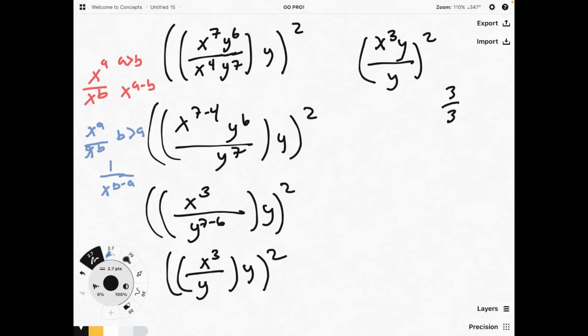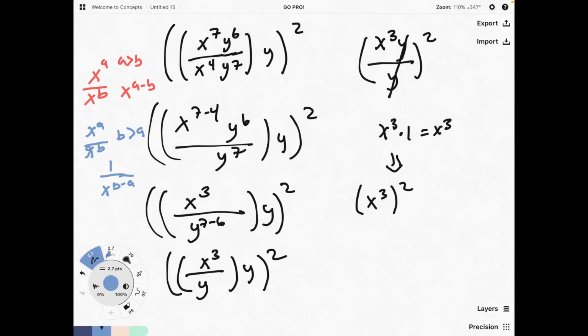3 divided by 3 is equal to 1. 2 divided by 2 is equal to 1. 50 divided by 50 is equal to 1. And so we know anything divided by itself is equal to 1. Therefore, we are just going to cross this out because we know that this is equal to 1, and x cubed times 1 equals x cubed, right? We are left with x cubed squared.